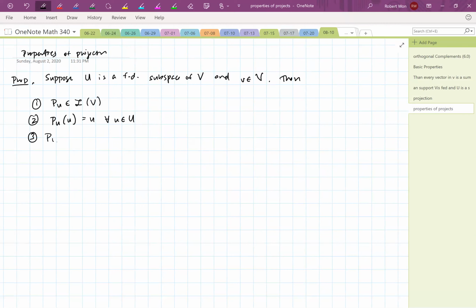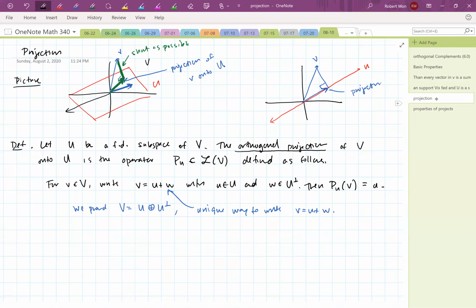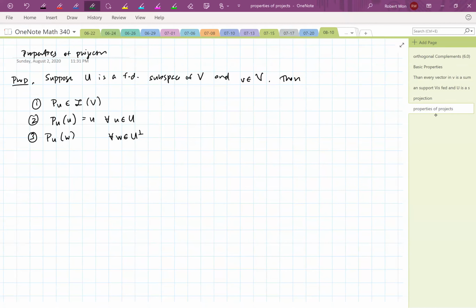Okay, what if you project a vector that's in the perp? Again, let's look back at this picture. So here's like U perp, right? If you projected a vector that's in the perp down to U, what you expect to get is the 0 vector. So this is equal to 0 for all w in the orthogonal complement.